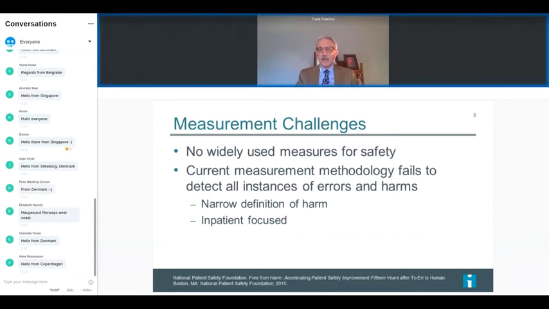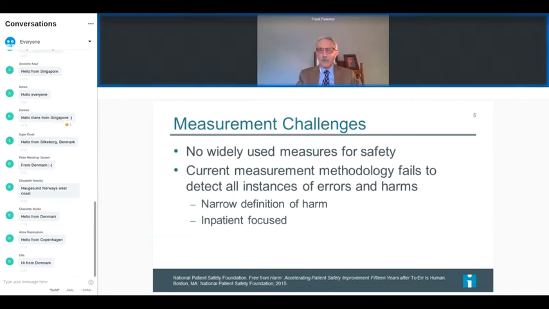The challenges are that there are no widely used measures for safety. There is the trigger tool that IHI has developed. There are others who have serious reportable events, others who have events reported from their reporting systems. So quite a few different ways to measure safety, but it always fails to detect all the instances of harm and errors that occur. There's a narrow definition of harm in many places. Our definition of harm is if the patient experienced it, then we must count it. And also many of the measures are so much focused on the acute care setting. That is, we don't have good measures to measure across the continuum of care about the patient's journey.